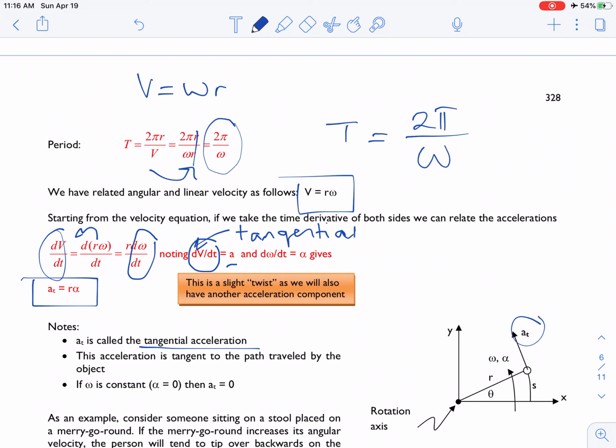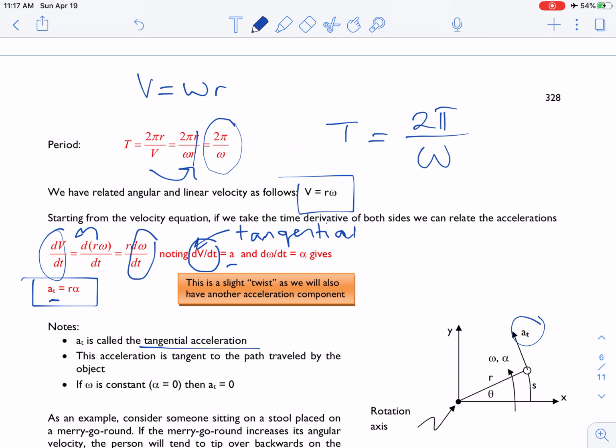And you can kind of see it in this figure, where v is and where a_t is, because they point the same direction in this case. But of course it depends on if it's speeding up or slowing down, right? They might be opposite as well. So this is a slight twist, as we will also have another acceleration component, so that's why we are putting the subscript t, and that's going to be a very important thing later on. Students are usually confused about this, so make sure to understand where it came from.